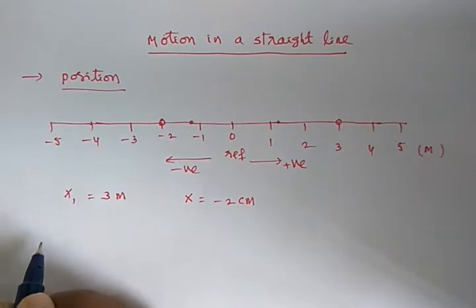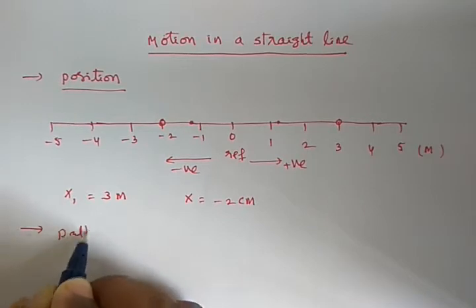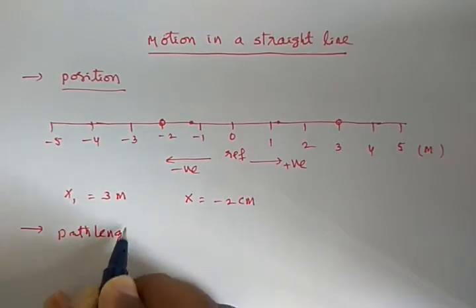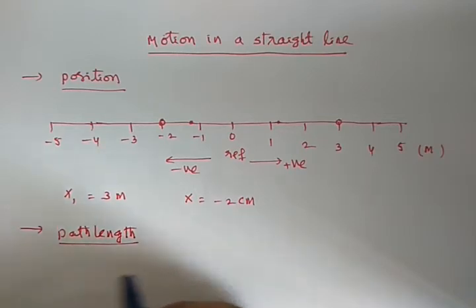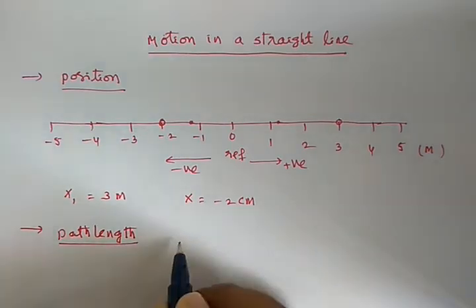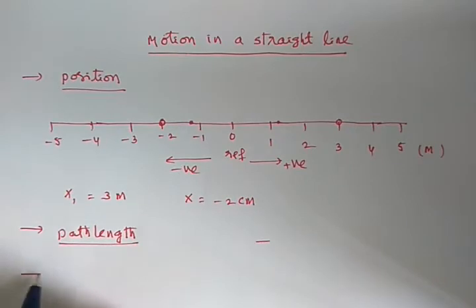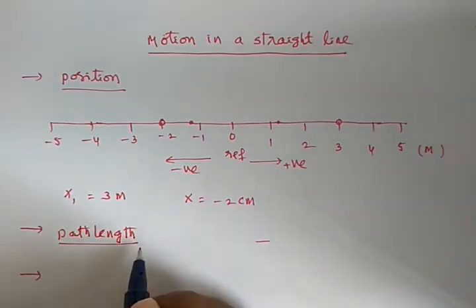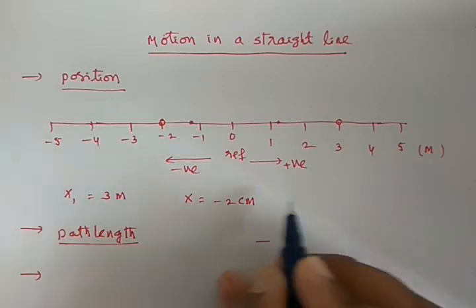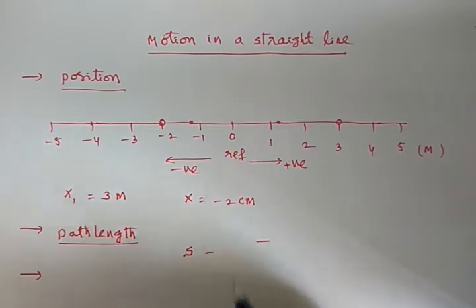Now let us define what is path length and what is displacement. First let us define path length. Path length is defined as distance covered by the body in given interval of time. And similarly, let us take one more definition, that is displacement. Let us write here. This path length is defined as distance covered by the body in a given time. Let us say that you can write down as say S.